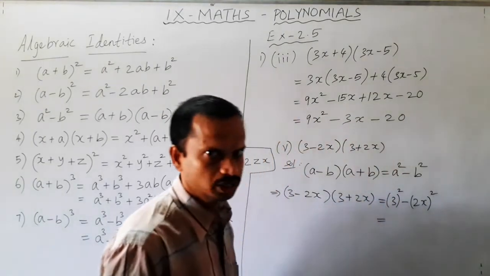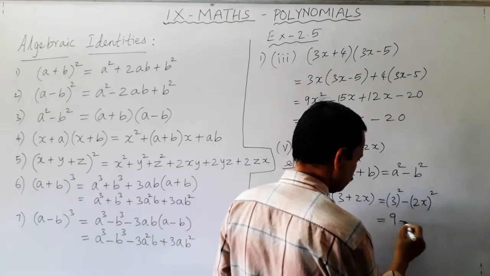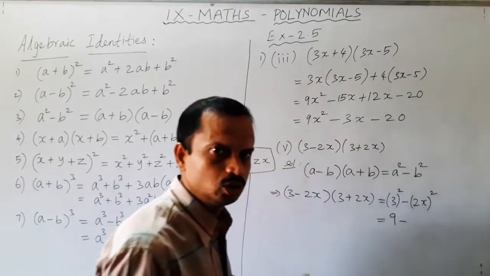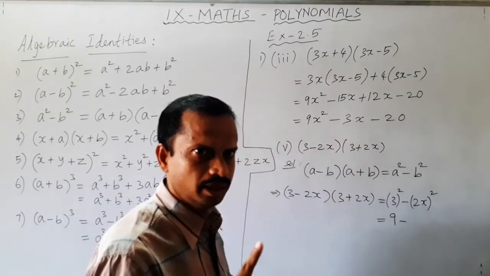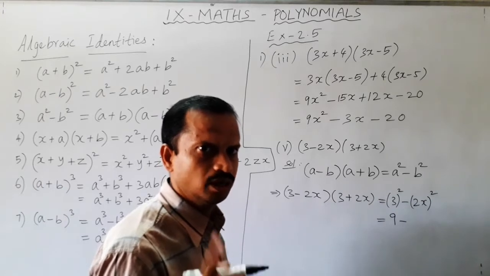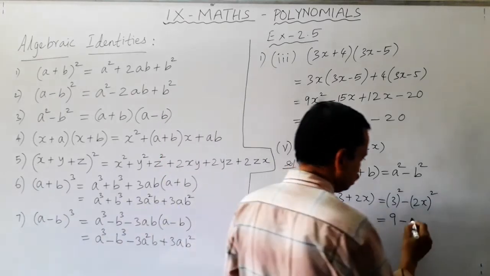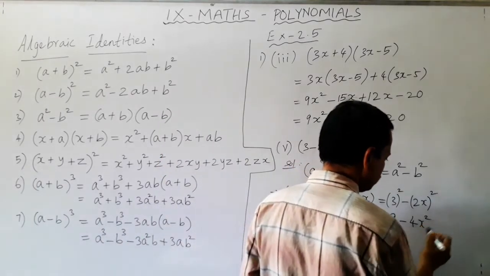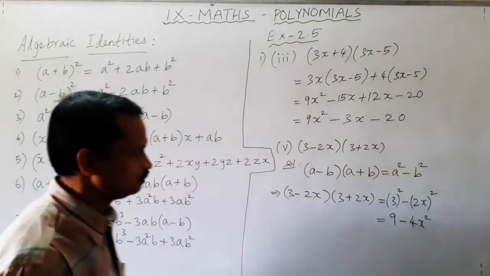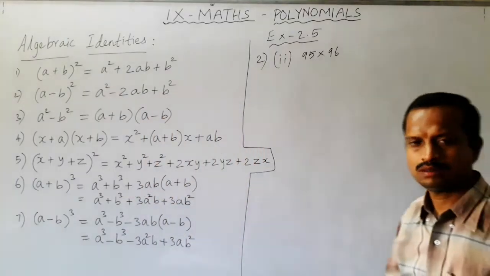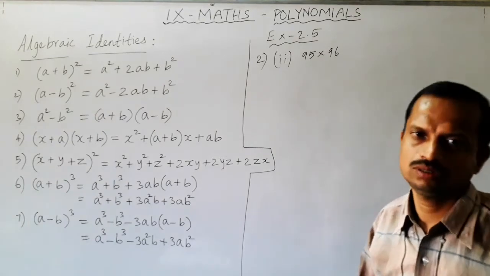And what you get now, 3 square becomes 9 minus (2x) the whole square. 2 square is 4 and then the x term, if you apply square, you get x square. So 4x square. 9 minus 4x square is the final answer. Hello children, in the first sum, the rest of the options you take as homework.